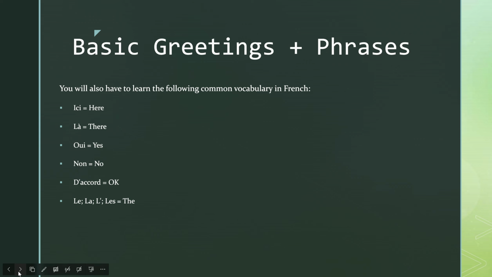Le, la, l', or les means the. This is a definite article. Le is for masculine nouns. La is for feminine nouns. L apostrophe is for nouns beginning with a vowel. And les is for plural nouns. We will cover the definite article and the indefinite article later. Un means a, and un by itself means one, the number one. À means at, with a grave accent, and de means of.